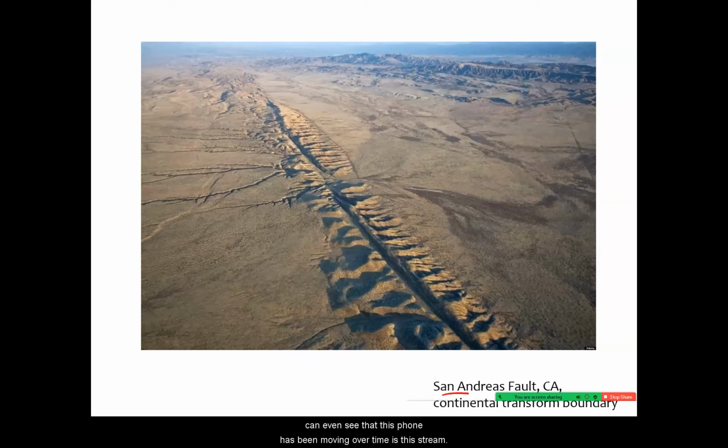We can even see that this fault has been moving over time because this stream here has at times connected to this.